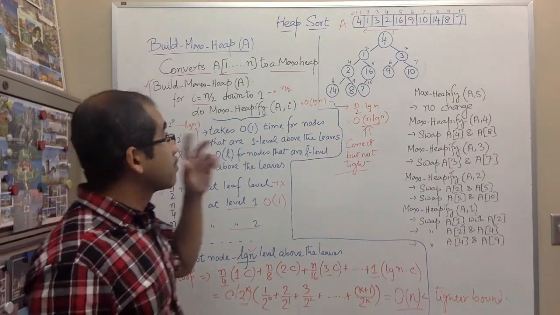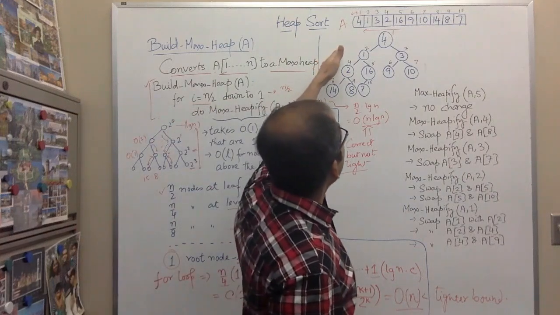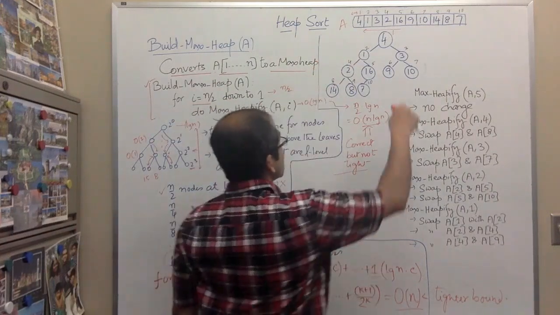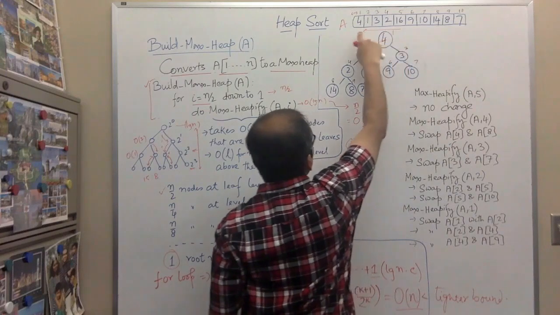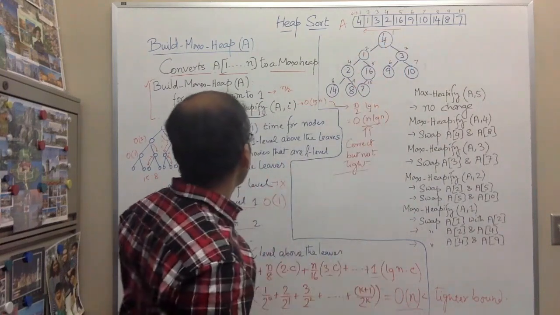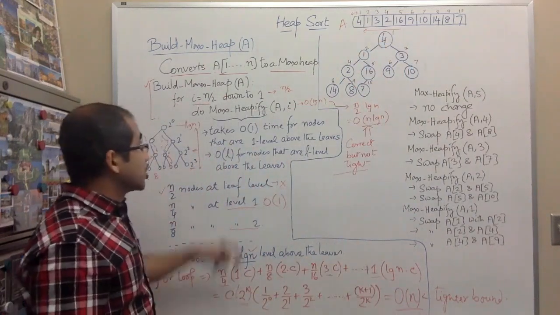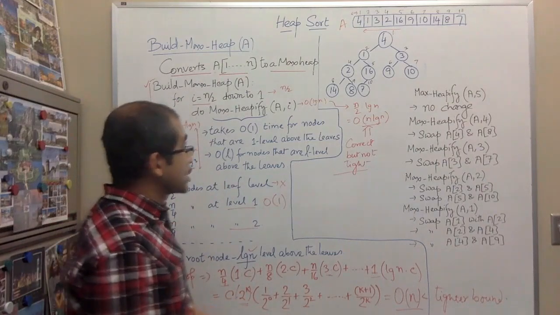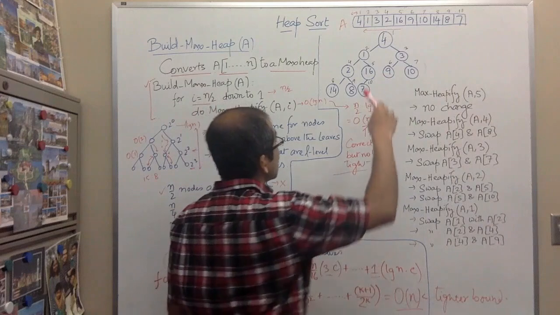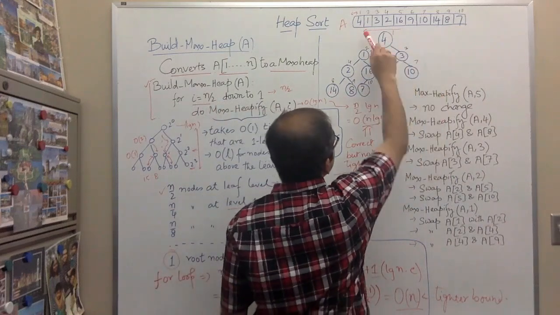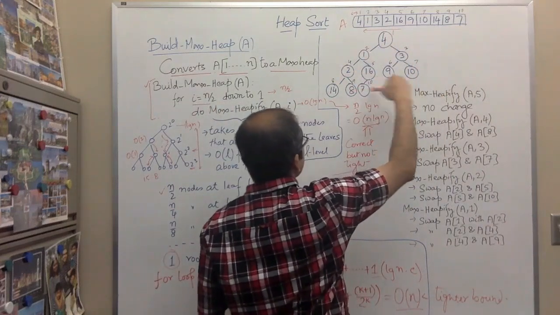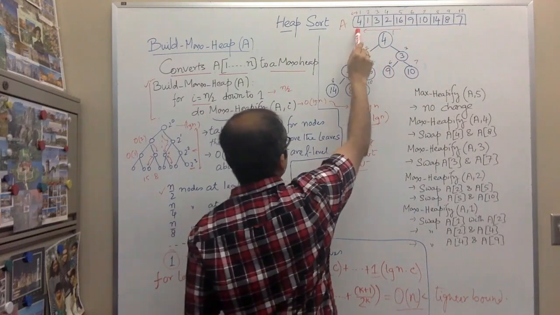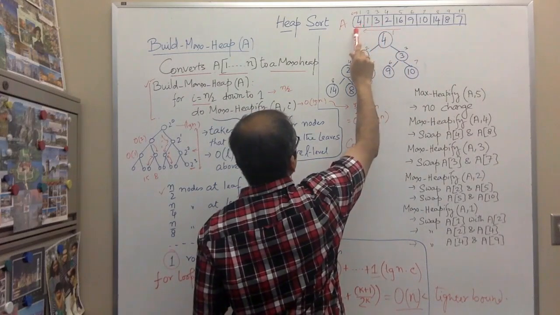Now let's see an example. I have already shown you this array, and I said that from n by 2 down to 1, the for loop will recur and keep correcting the violations using the max heapification algorithm, which takes order of log n time. Now I have tried to represent this same array using this tree structure. The root is 4, and the position of the root is 1.